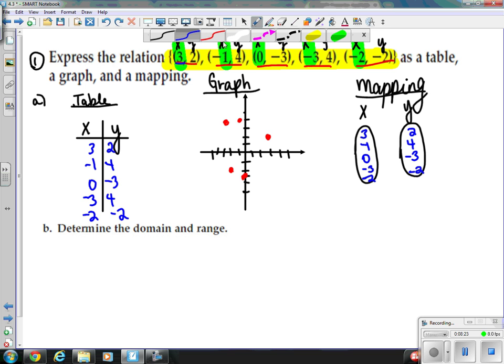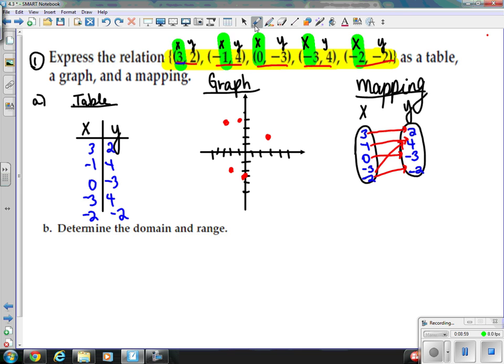Now to make the mapping, we're going to connect each ordered pair to its appropriate mate. So the first ordered pair is 3, 2, so I'm going to draw a line from 3 to 2. My second ordered pair is -1, 4, so draw a line from -1 to 4. Next one, 0, -3, so draw a line from 0 to -3. Then we're given -3, 4, so -3 up to 4 because it's up here. And then last one, -2 to -2. And we're good. We have our table, graph, and mapping.